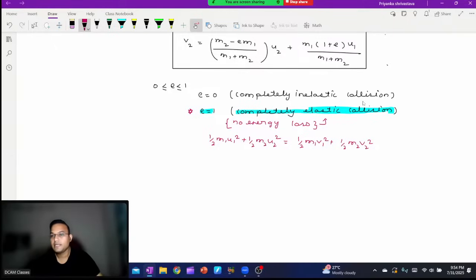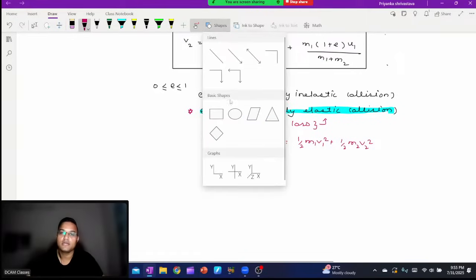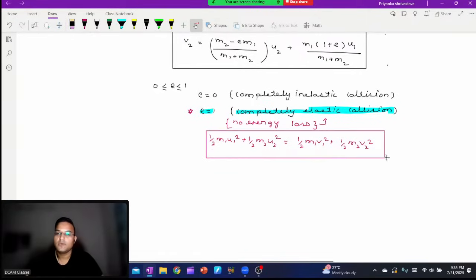This is completely elastic condition. This is completely elastic collision. In completely elastic collision only, there will be no energy loss. So this condition you can apply here. In no other case can you apply this condition.